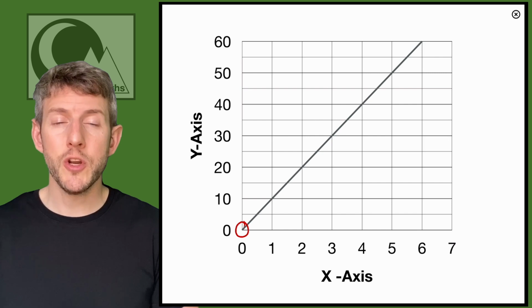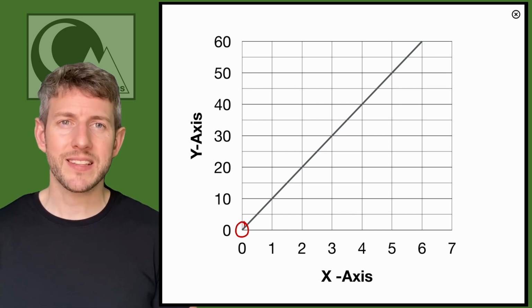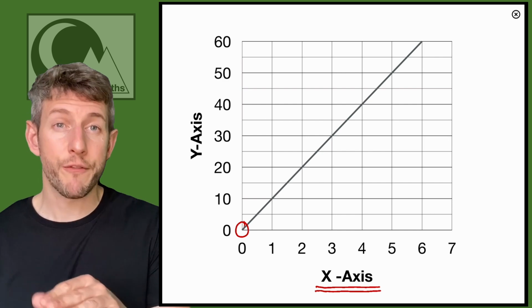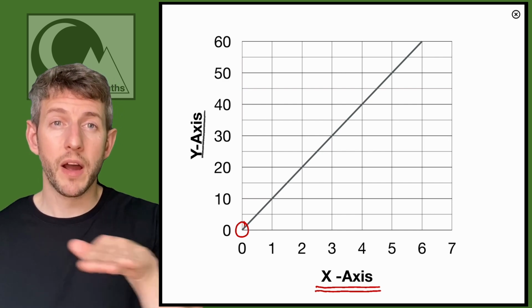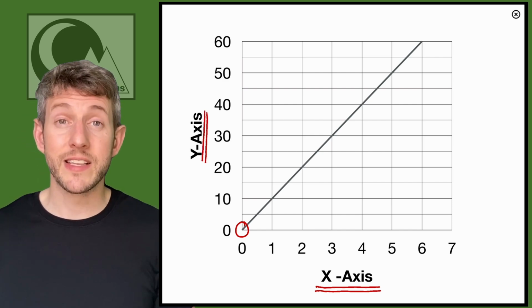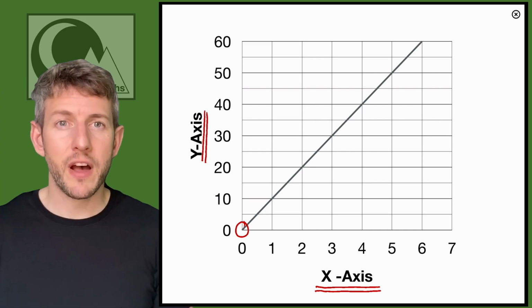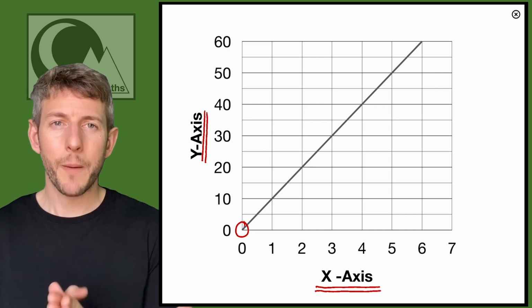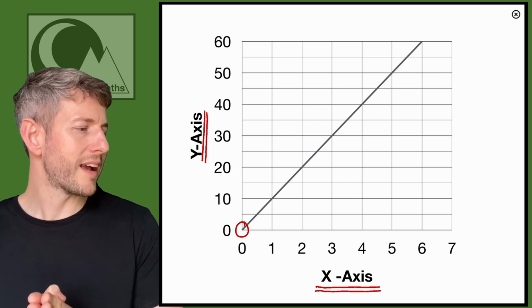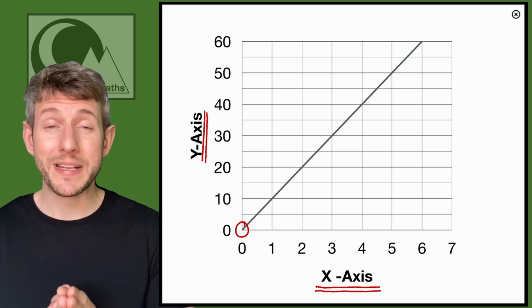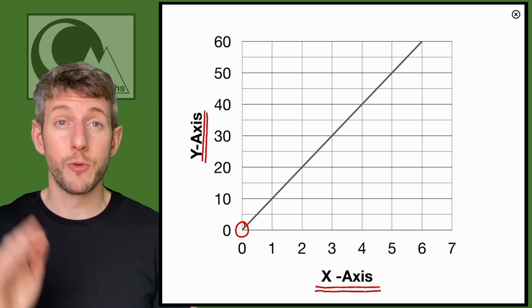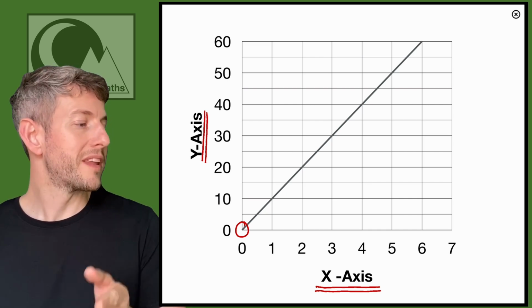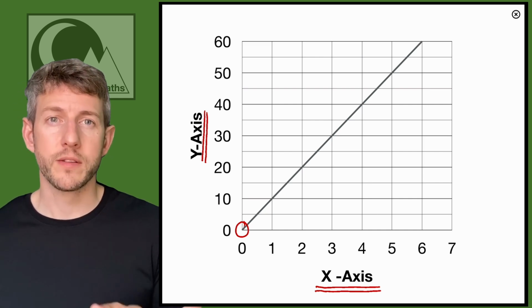Now we've got two axes on here. The axes that we use are the x-axis and the y-axis. The x-axis refers to the bottom line, okay? And the y-axis refers to that vertical line there. You might notice that they're going up in different numbers. On the y-axis, we can see that it's going up in tens. So it's going 10, 20, 30, 40, 50, 60. And on the x-axis, we can see that they're going up in ones.